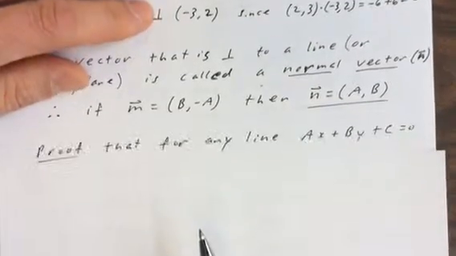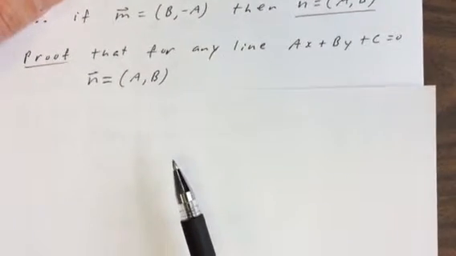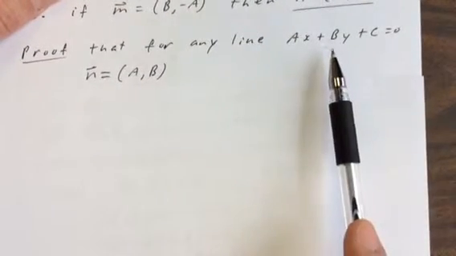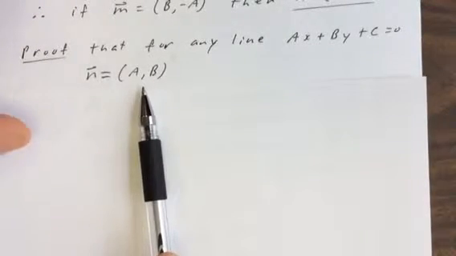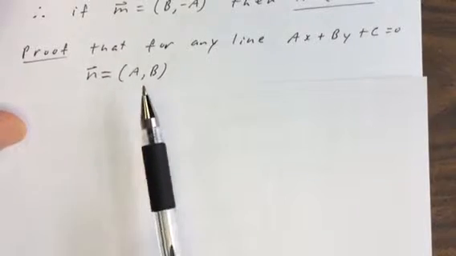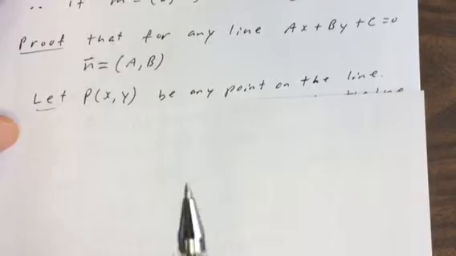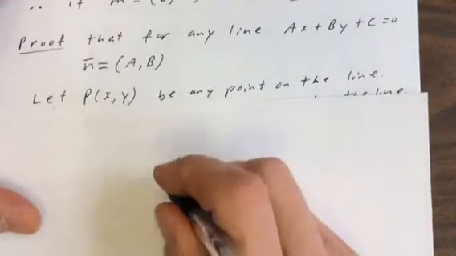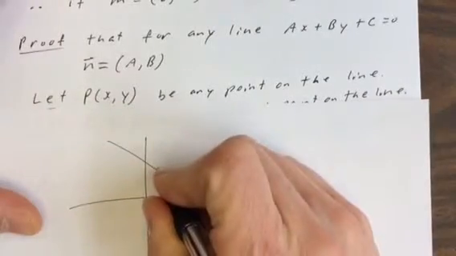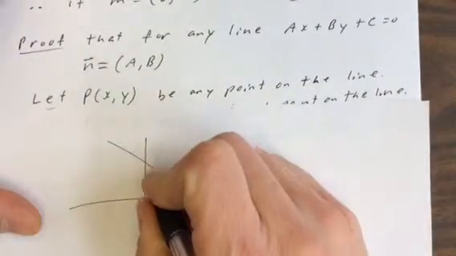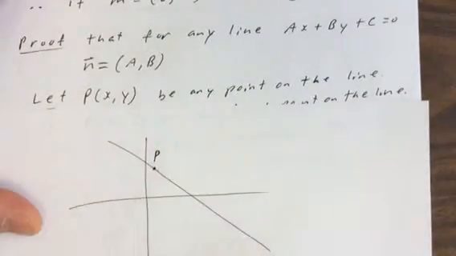A proof of this is very straightforward. Let's prove that for any line ax plus by plus c equals 0, n equal to a comma b is going to be perpendicular to that line. Let's start by letting P be any point on the line. So say you've got a line like this, and P represents any point on the line. It could be anywhere in there.